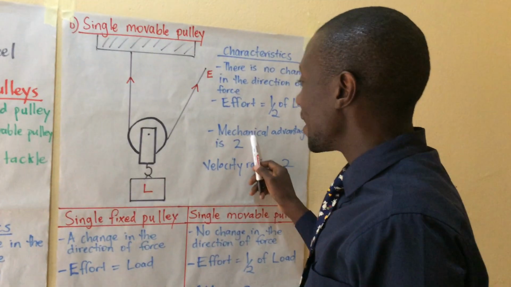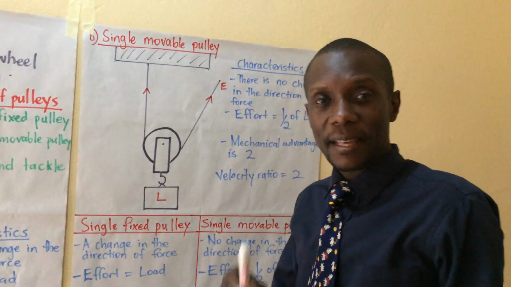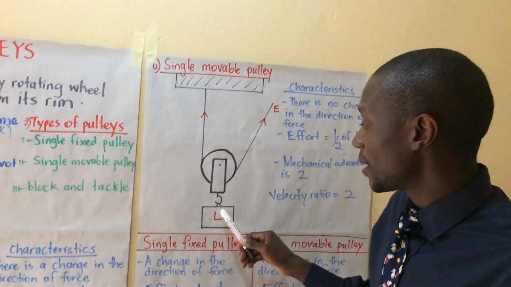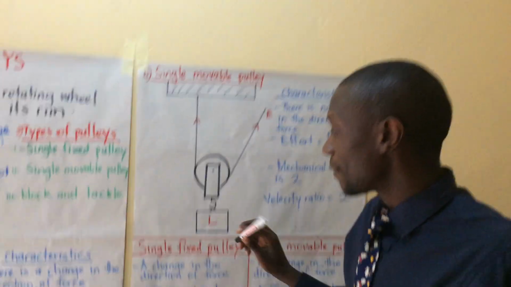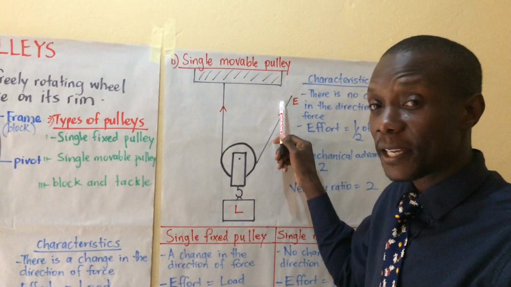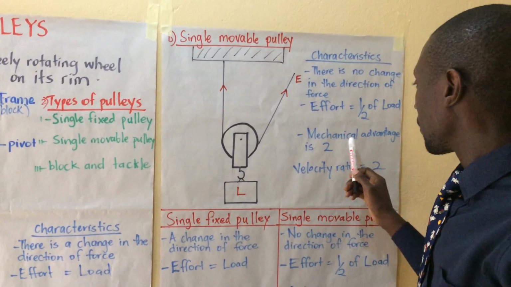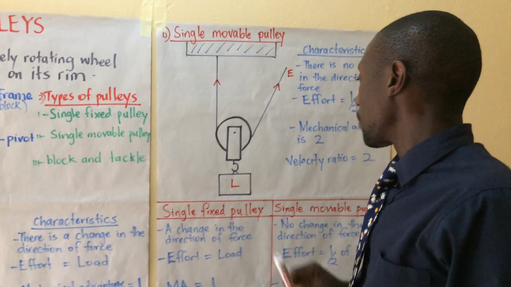which gives us a mechanical advantage of 2. The mechanical advantage is 2. Mechanical advantage is equal to load over effort. So if we have 100 kilograms here and we are putting in 50 kilogram force, divide 100 by 50, which is 2. So the mechanical advantage will be 2.